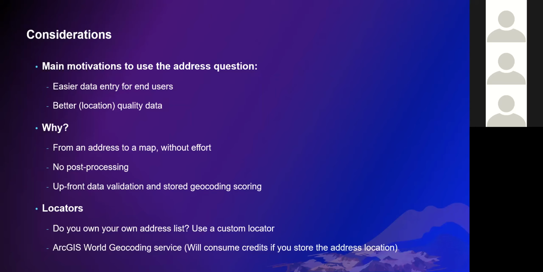At this point in time, if you're taking the field map app and wanting to use that address type with a locator package or offline locator, it doesn't support that. But I think a lot of times these types of surveys, especially ones that people put out towards the public, are web forms anyway. So this is a great way to get from an address to the map without a big effort or post-processing. We're getting some upfront validation and we can store the quality of the geocoding score. If we need to go back and say, well, it only had a score of 50, maybe we should double check that.